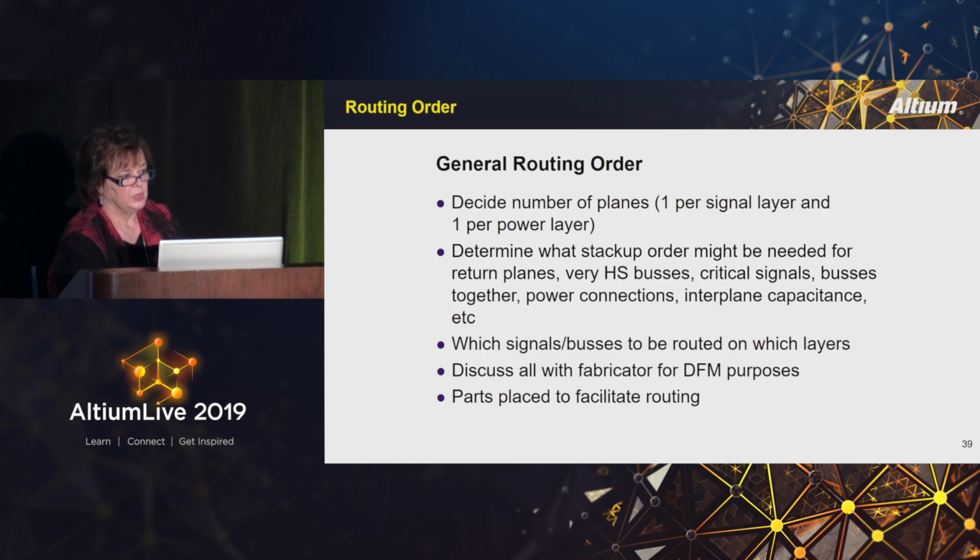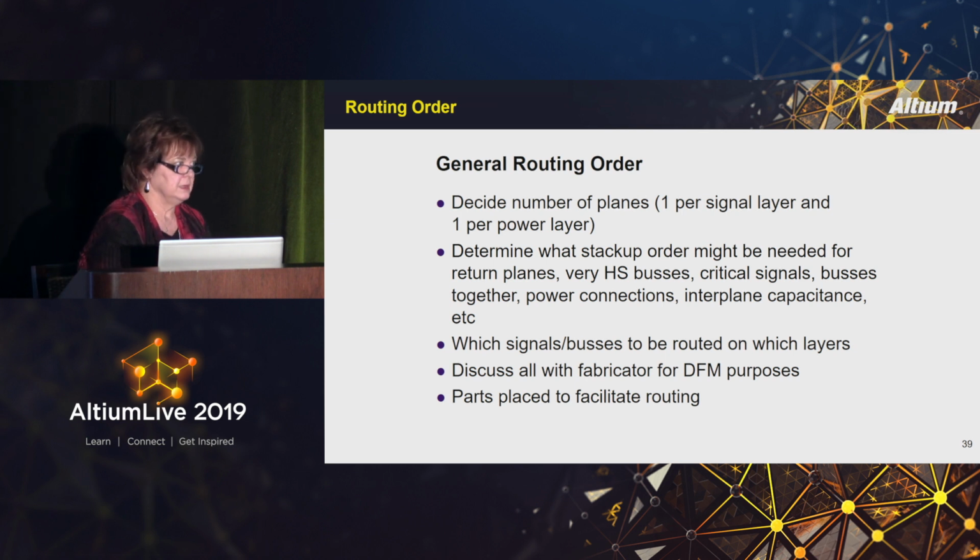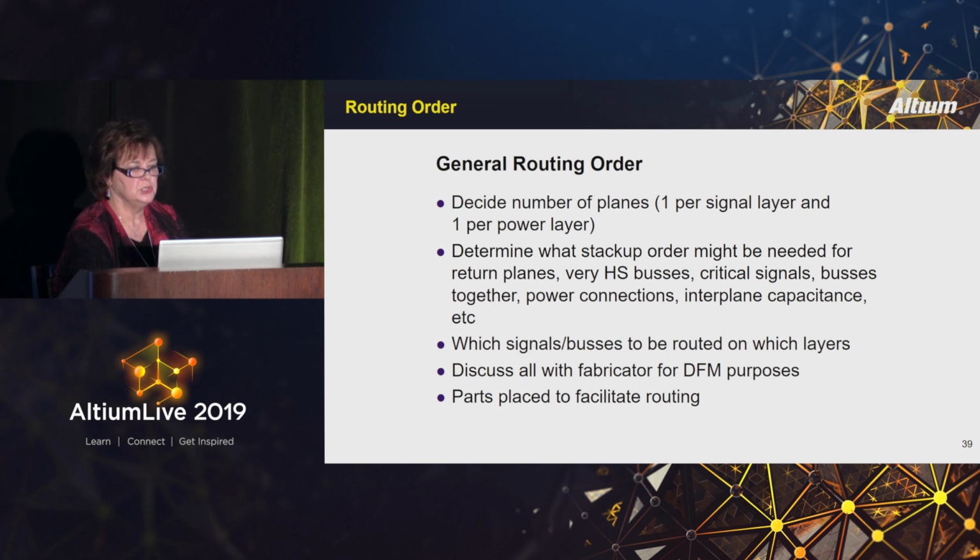General routing order. Decide in the very beginning how many routing layers you think you're going to need, and how many plane layers you think you're going to need. You're going to need a plane layer, at least one, for every signal layer in your stack, and you're going to need a ground layer for every power layer in your stack also, because you need that power energy to return also. So you need to have a lot of ground planes in your stack up. The more planes you have for signals, the more planes you're going to need for return current.